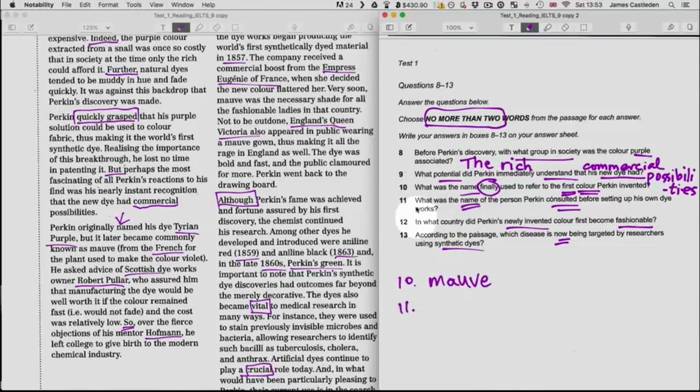Number 11. What was the name of the person Perkin consulted before setting up his own dye works? He asked advice of the owner who assured him that management would be well. He left college and gave birth to the modern chemical industry. So on the advice of this Robert Pullard.